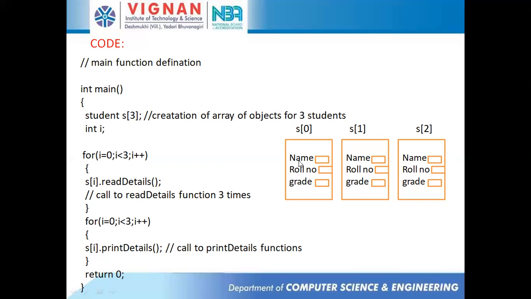That means which displays the first student details here. s of 1 dot print details will display the second student details. s of 2 dot print details here, which displays the third student details here. So the print details is called 3 times here. Finally, return 0 because the return type for the main function which we have written is int. So this function has to return an integer value. So that's why I'm using return 0, and then finally close the main function here.